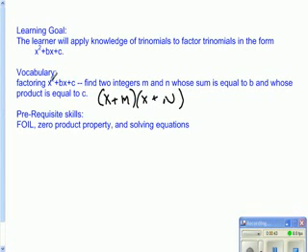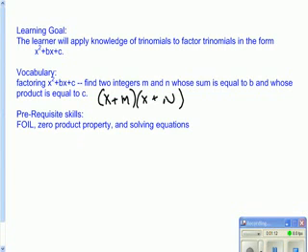And every time, whatever this first thing was, will go here. And then m and n are numbers you need to figure out, basically guess till you get the right one, that you can multiply together to get this last number, c, and you can add together to get b, the middle number. In order to do this, you will need to know FOIL, you will need to know zero product property, and you will need to know solving equations. All those will be necessary to be able to do this.